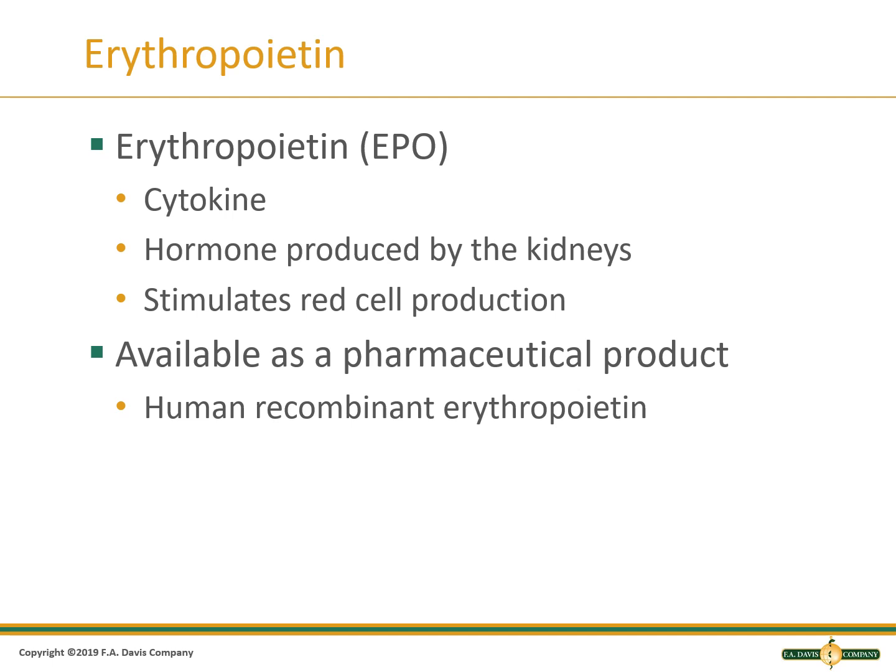So erythropoietin, or EPO, is a cytokine. It's a hormone that is produced by our kidneys. It stimulates red blood cell production, and it can also be found as a pharmaceutical product known as human recombinant erythropoietin that can be used if needed for particular patients.